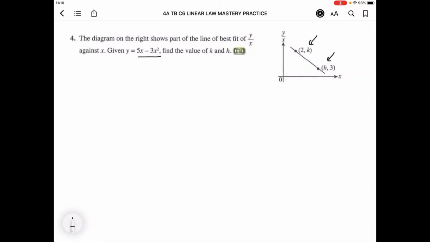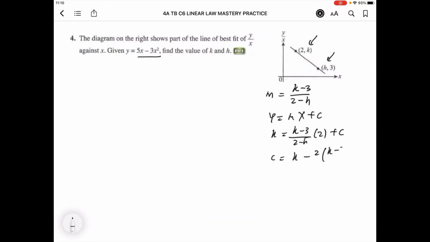Now I know some people go and find the gradient from the graph. They say, oh, I use y2 minus y1, so (k minus 3) over (2 minus h) is my gradient. And then I'm going to find my y-intercept, y equals mx plus c. Then I sub in the point, your y is k, your m is (k minus 3) over (2 minus h), my x is now 2, plus c, I find my c is k minus 2 times (k minus 3) over (2 minus h). And then my equation is y equals (k minus 3) over (2 minus h) times x, plus k minus 2(k minus 3) over (2 minus h). It's just so complicated, am I right? So you wouldn't want to do this.